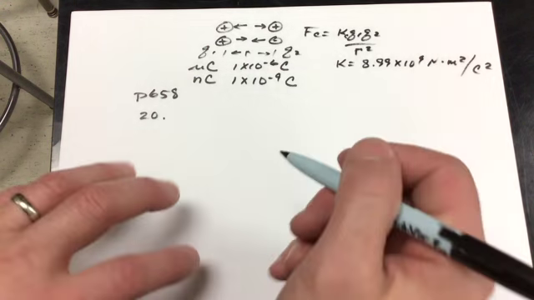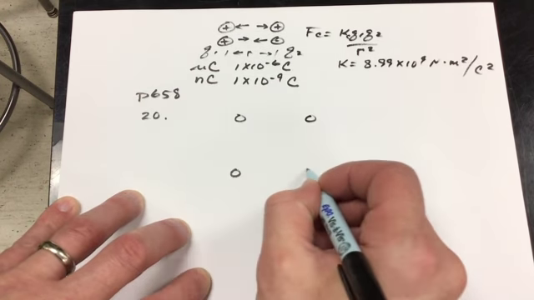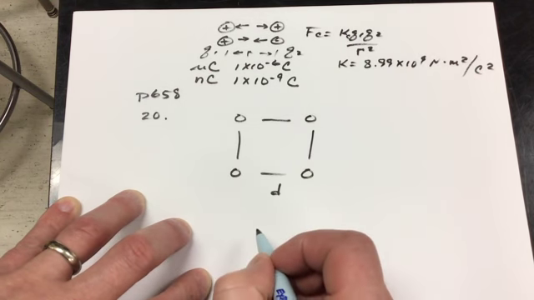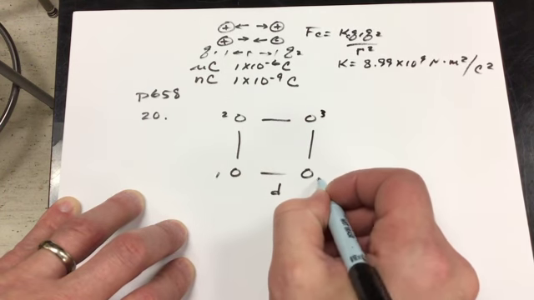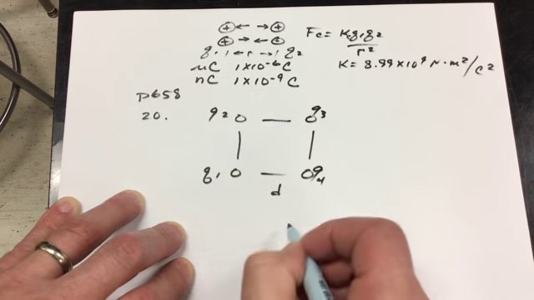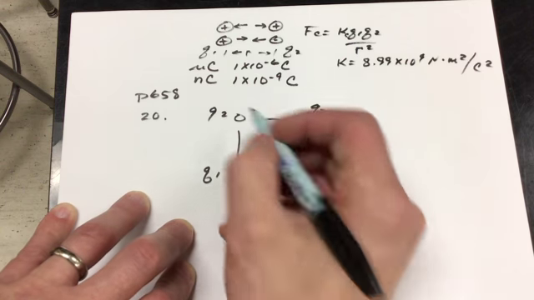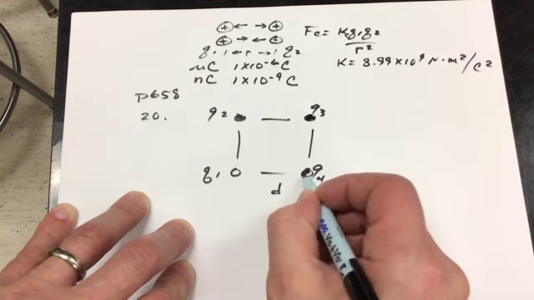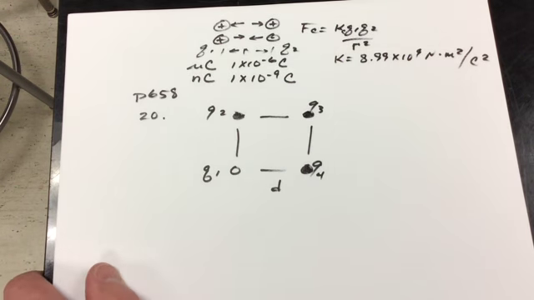In this problem, we have 4 charges set up in a square with sides of length d. And the charges then are going to be Q1, 2, 3, and 4. And 3 of them are negative and 1 is positive. So I'll shade the ones that have the negative charge, and we'll leave the circle one with the positive.